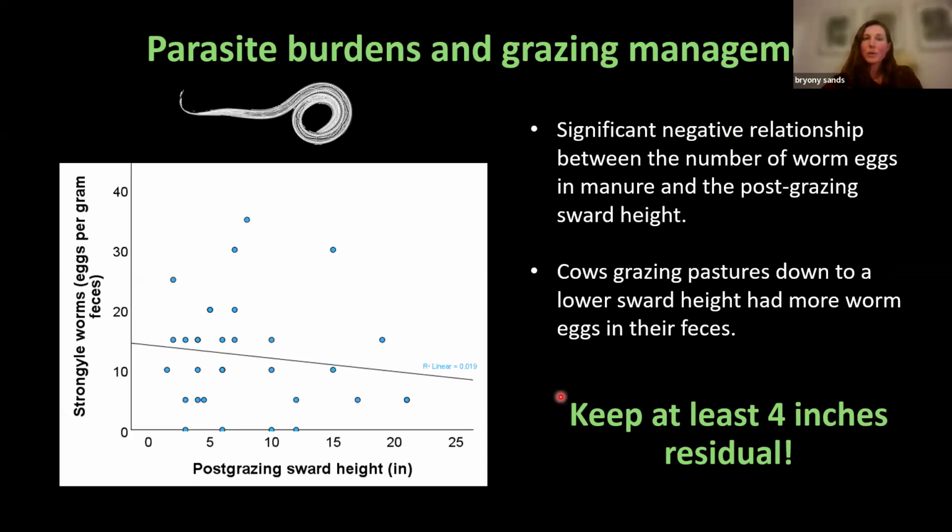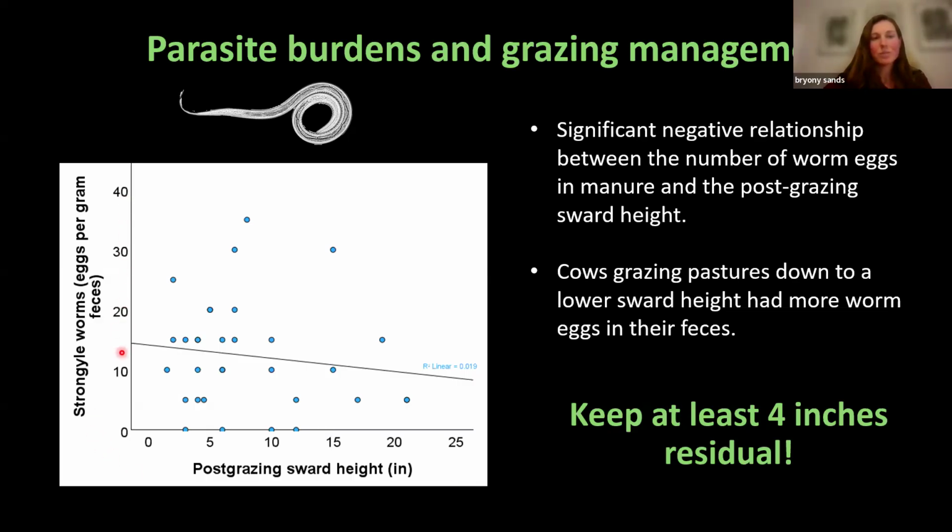So this is showing parasite burdens in relation to grazing management, and this is post-grazing sward height. So that's the residual that I was talking about. So how much grass was left after the animals had finished grazing that pasture.